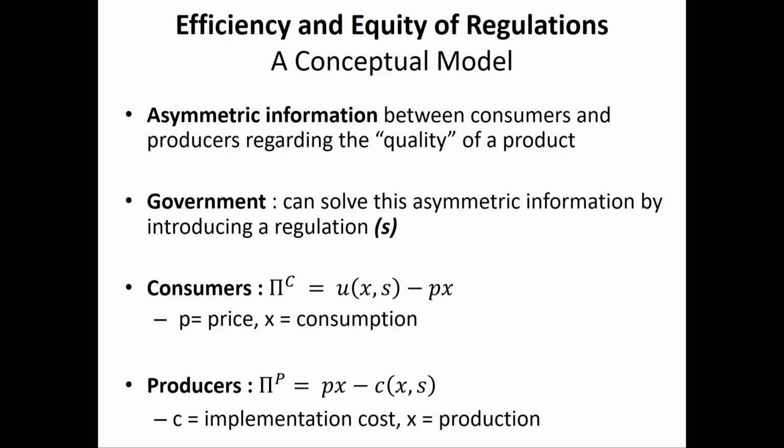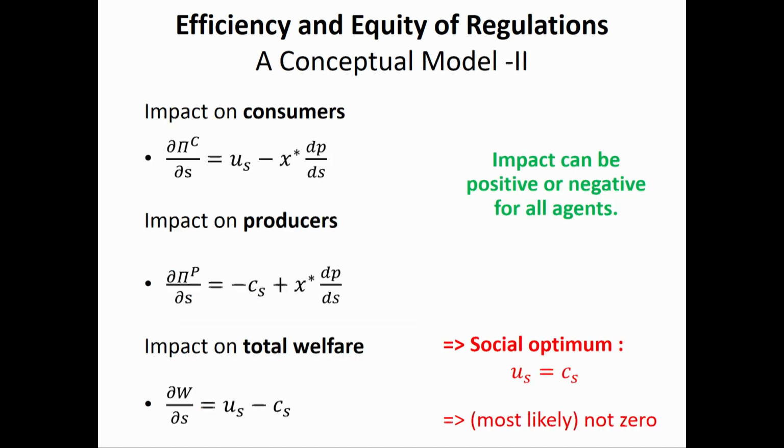introducing a regulation, right? So consumers' utility is a function of the utility they have from consuming the product minus their expenses on the product, so the P times X, price times the level of consumption. Producers have profit from selling the product, and they have an implementation cost, which is related to the introduction of the regulation. So what's the impact on consumers, producers, and total welfare?